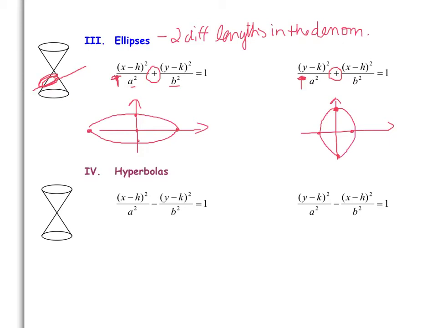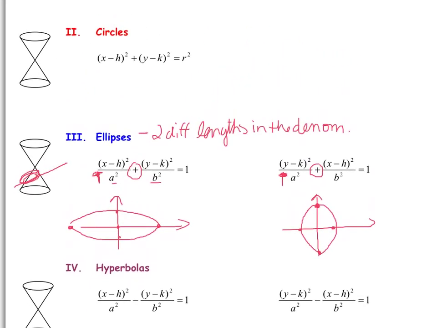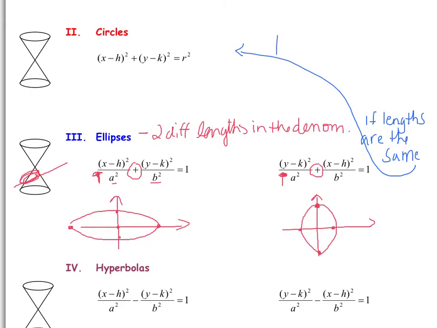So let me move this down. If the lengths are the same, so I'm going to put this in a different color, if the lengths are the same, then it is a circle. Okay.